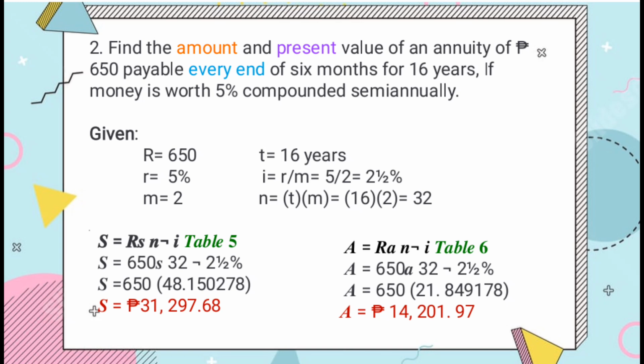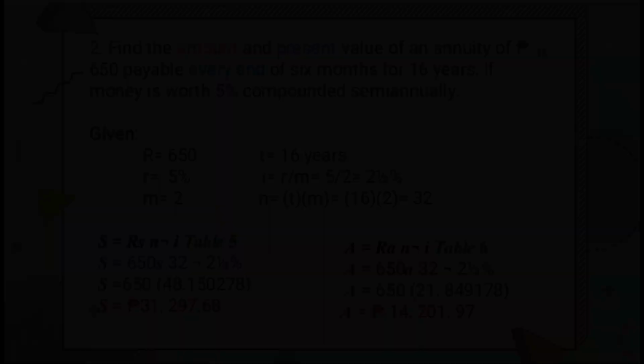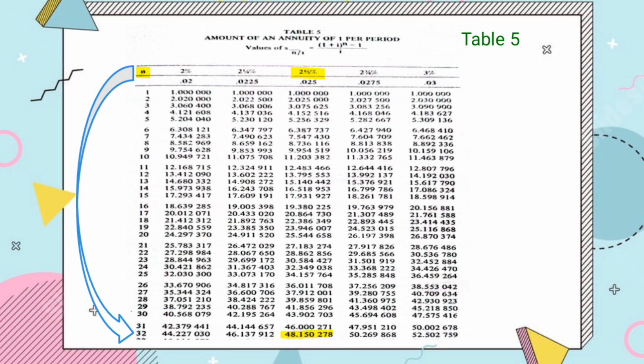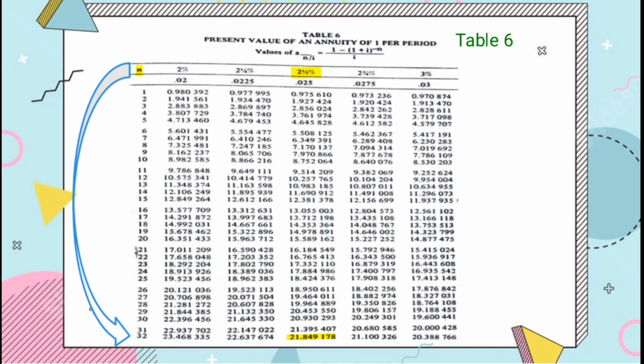Then, for the present value, the process of finding the values is the same, but the difference is that you go to table 6. So, the value is 21.849178. And then multiply it. The present value would now be 14,201.97. So, don't forget to round off and put the peso sign. That is what the table of values will look like.